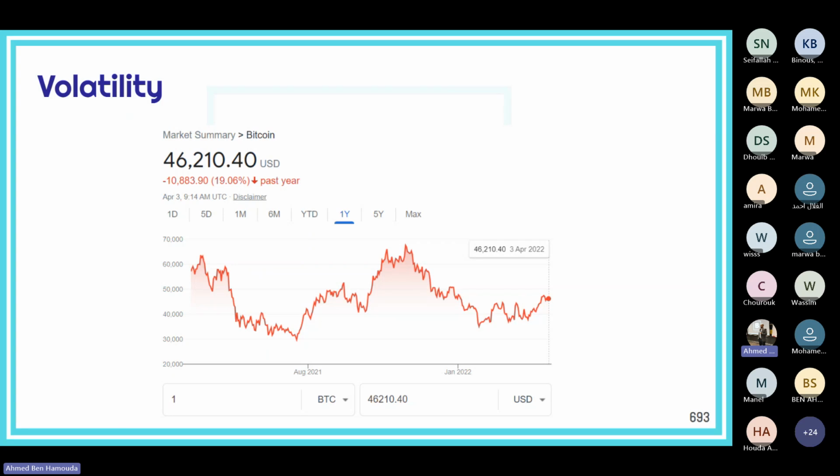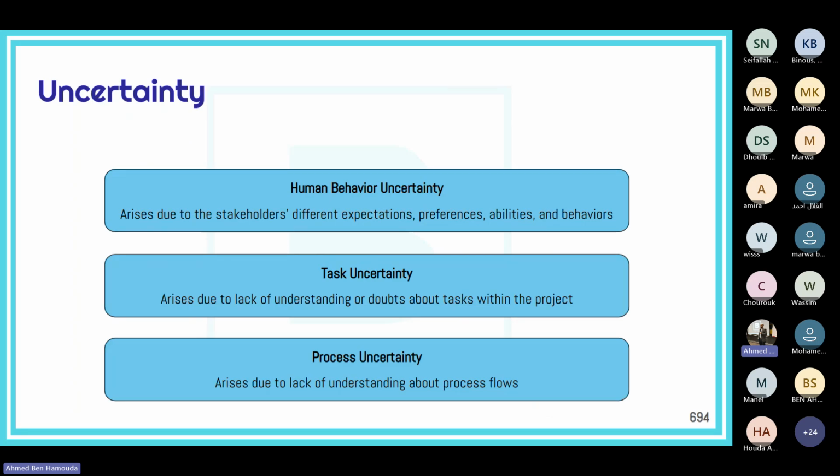So actually, the exchange rate of Bitcoin is not stable and is very unpredictable. That's, for example, what makes it volatile. When we're talking about uncertainty, we usually talk about an uncertainty in human behavior, such as, for example, we're uncertain about the stakeholder because they could change their preferences or behaviors.